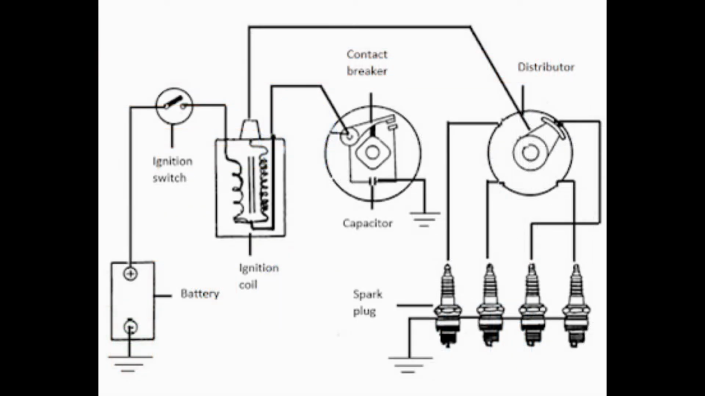2. Ignition switch. It is a switch that is used to turn the ignition system on or off. One end of the ignition switch is connected to the battery and the other to the primary winding through a ballast resistor. 3. Ballast resistor. It is connected in series with the primary winding. It is present in between the ignition switch and ignition coil. The function of the ballast resistor is to prevent the overheating of the primary winding of the ignition coil.